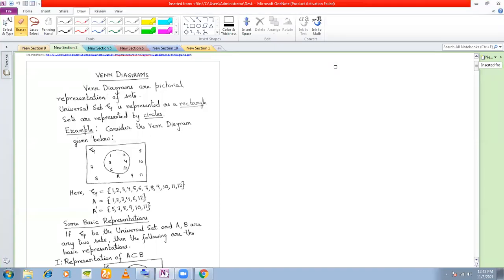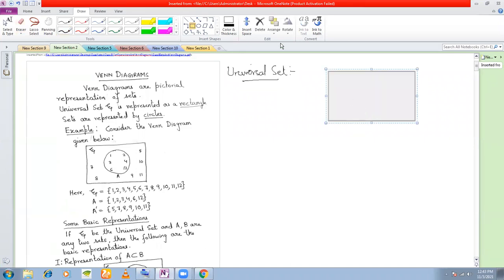Venn diagrams are pictorial representations of sets. They represent sets in pictures. And what kinds of pictures? The universal set is represented by a rectangle. And the sets themselves are represented by circles.